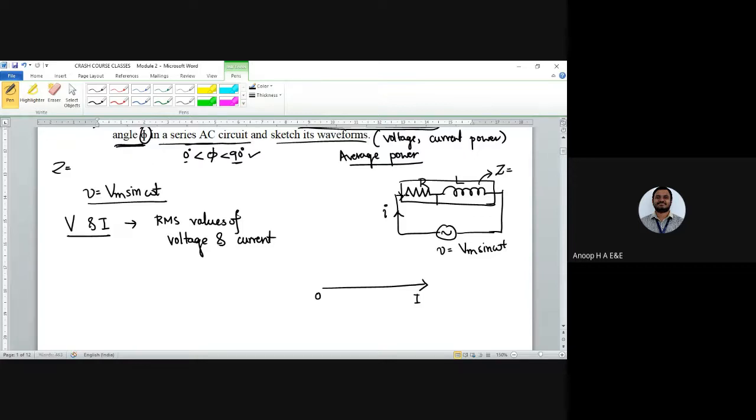What is the voltage across the resistive element? I call it VR, and VL is the voltage drop in the inductive element. When I use a resistor, current and voltage are in phase in a resistive network, and once the same current passes through the inductor, the voltage leads the current by an angle of 90 degrees.